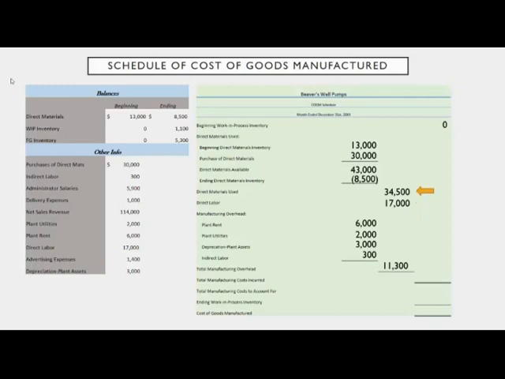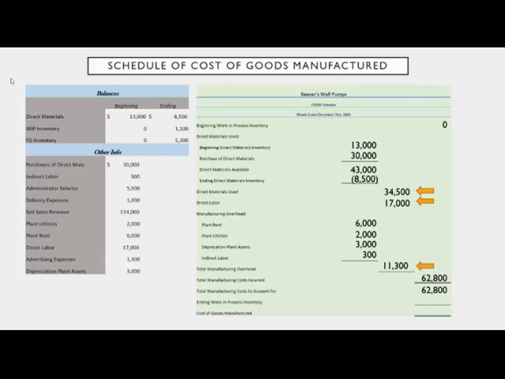We had $34,500 worth of direct materials, $17,000 worth of direct labor, and $11,300 worth of manufacturing overhead. Well, if we add those three together, we get our total manufacturing costs which were incurred during the period, and that's going to add up to $62,800. Next, we have to find our total manufacturing cost to account for, and that's pretty simple. You take your beginning WIP inventory and add to it the total manufacturing costs incurred during the period. So we had beginning WIP of 0, and total manufacturing costs incurred of $62,800. Our total manufacturing cost to account for is also going to be $62,800. That is all the costs that we put into manufacturing during the period.